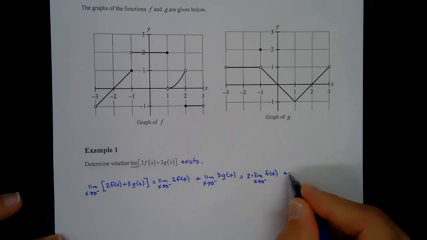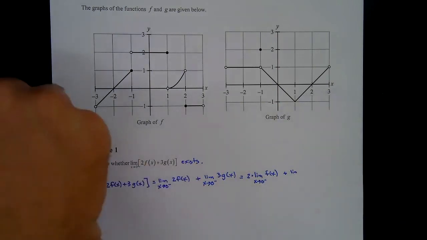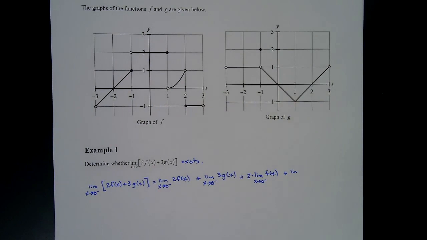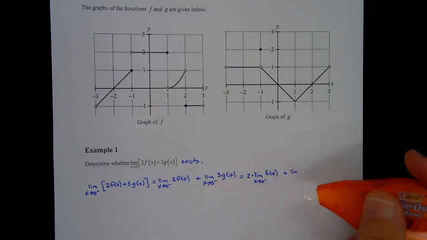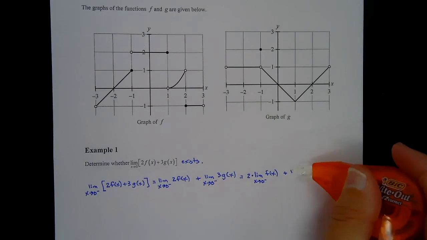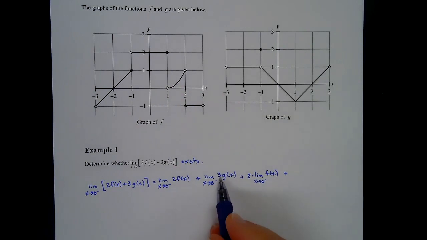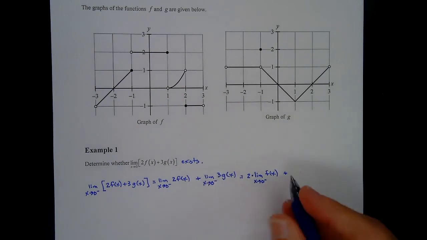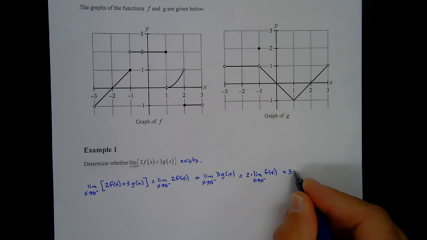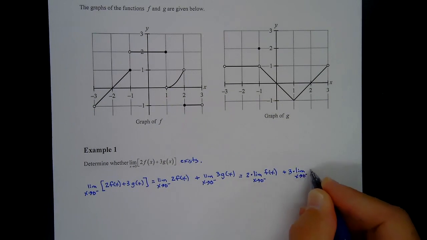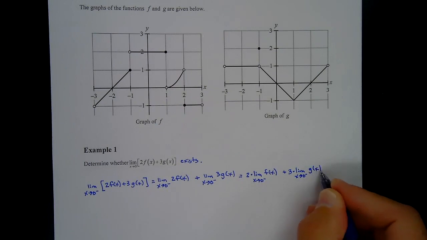And then plus the limit, no, whoops, I'm sorry. Hold on, because there should be a 3 in front, right? Because this is 3 times g(x), right? Let me fix that really quick. Okay, so because this g(x) is being multiplied by the number 3, I can bring it out and take 3 times the limit as x approaches 0 from the left of g(x).